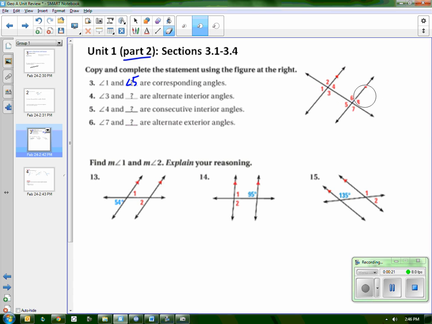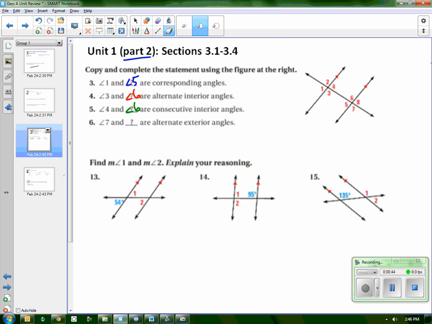What else you got? Angle 3 and angle 6 are alternate interior. They're on opposite sides of that transversal, and they are also congruent. So alternate interior angles are congruent. Angle 4 and what are consecutive, or sometimes we say same side interior angles. So this guy and angle 6, those are not congruent. They are supplementary. They add up to 180.